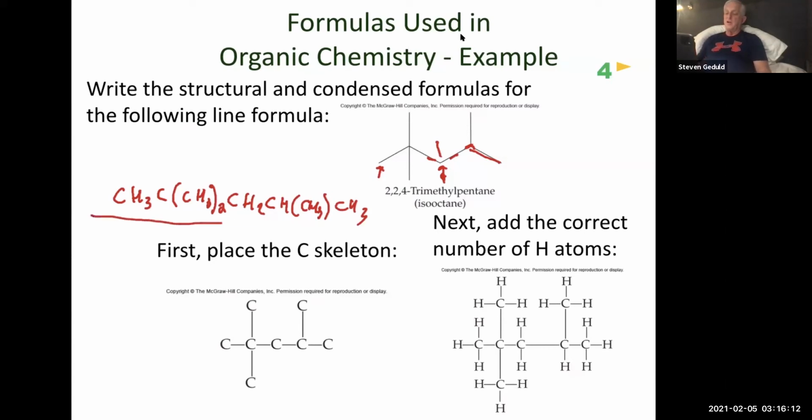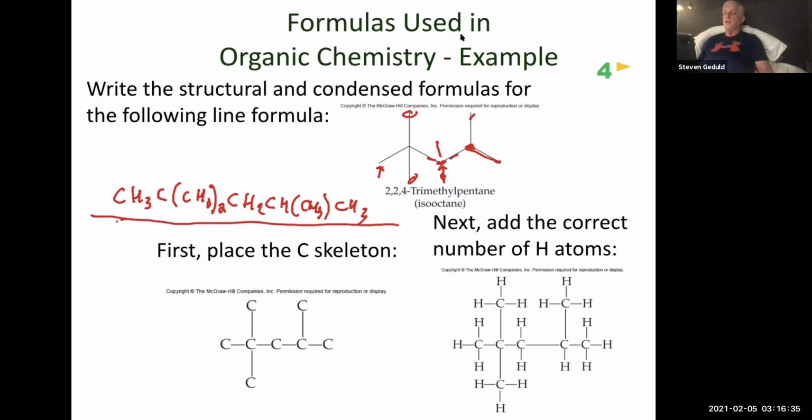Then when you read it, this is our condensed formula. All occurs on one line. It tells you there's a CH3, and there's a carbon with 2 CH3 groups attached, which are right here. Then we have another carbon with 2 hydrogens attached right there. Another carbon with 1 hydrogen attached and a CH3 group, and then a CH3 group.